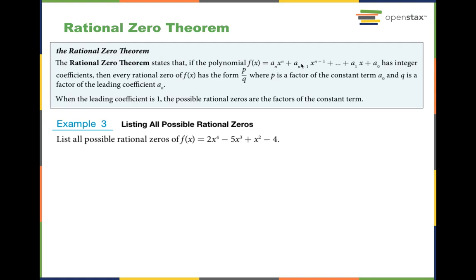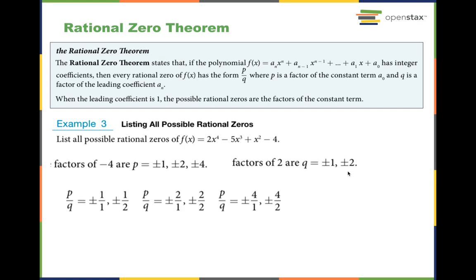All right, so let's list all the possible rational zeros of this polynomial. It's a polynomial. All of the coefficients are integers, so we can use this. All right, they are going to be, let's think about what are the factors of the constant term. Well, 1, 2, and 4. Right, plus or minus 1, plus or minus 2, plus or minus 4. What are the factors of the leading coefficient? Plus or minus 1, plus or minus 2. Right? Now we make a big list and combine all those.